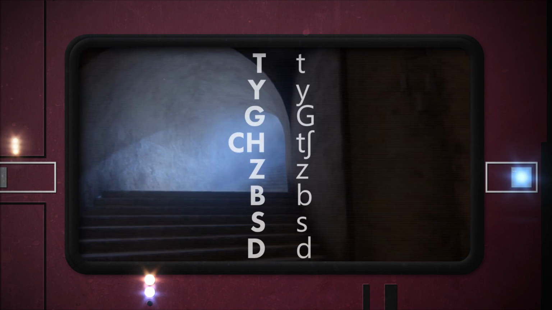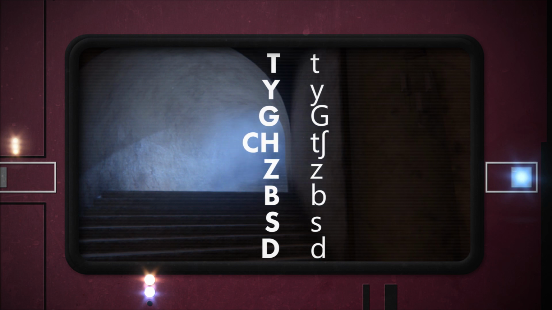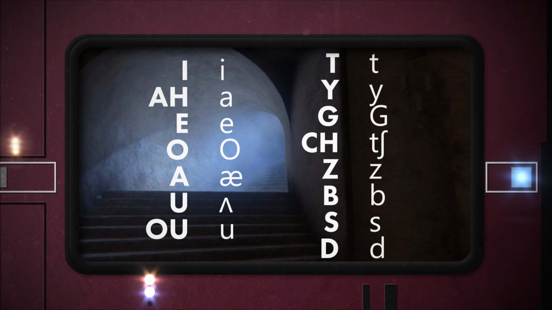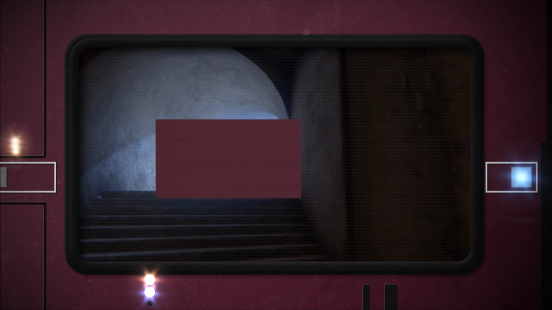So there they all are. Same deal as before. Romanization on the left, IPA on the right. So that's the complete phonology of Ubese. Well, as far as we know anyway. But what does it all mean? Let's take a look at each line and their supposed translations.